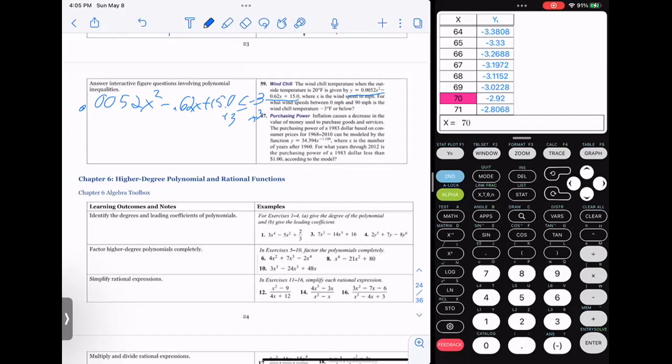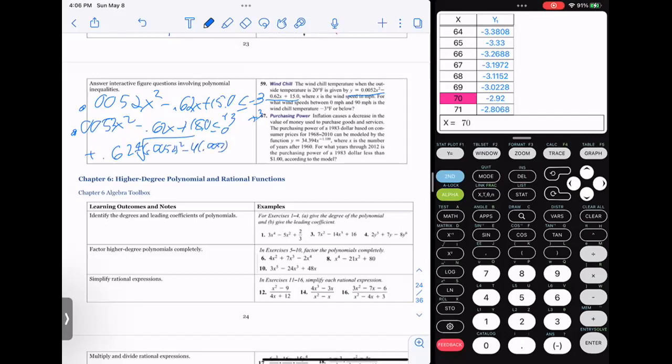So before I said add 3, so we're going to have 0.005 2x squared minus 0.62x plus 18.0 will be less than or equal to 0, right? Now this is a quadratic equation. I can use the quadratic formula. 0.62 plus or minus the square root of 0.002 squared minus 4 times 0.0052.